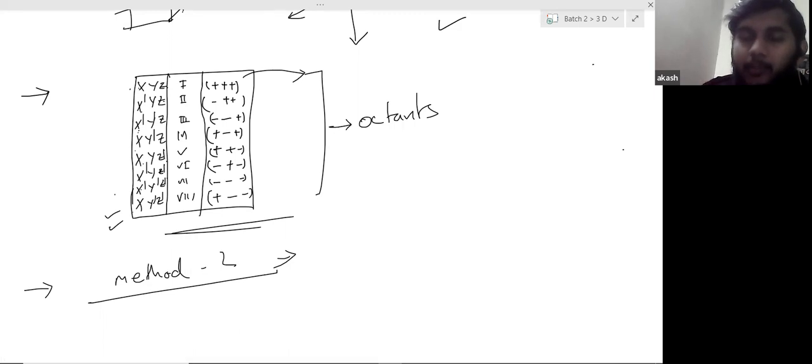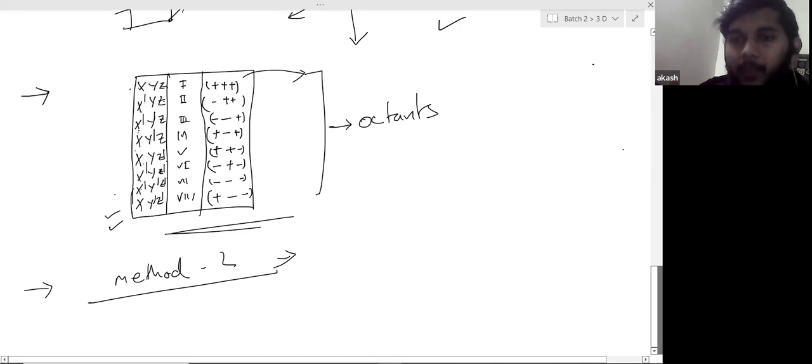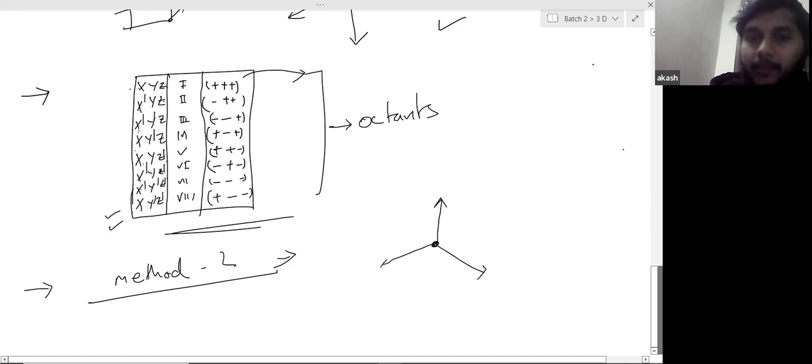I told you in the previous class also, look at the rightmost side of your room, and the bottom corner is the origin. The line that is going upwards is the y-axis. To your right is the x-axis. To your front is the z-axis. You are sitting here.